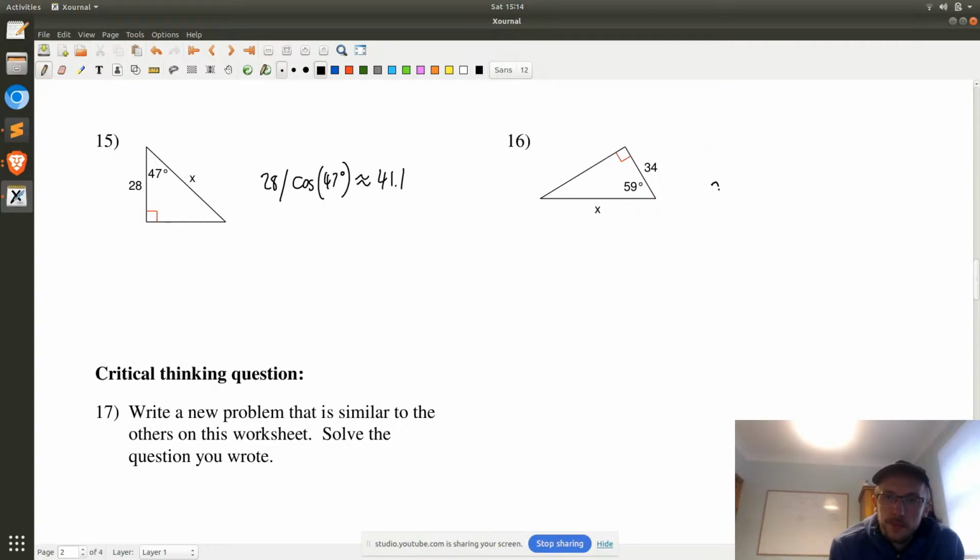Here, adjacent, hypotenuse, so let's see. Okay, so cosine 59 degrees is 34 over x, so 34 over cosine 66.